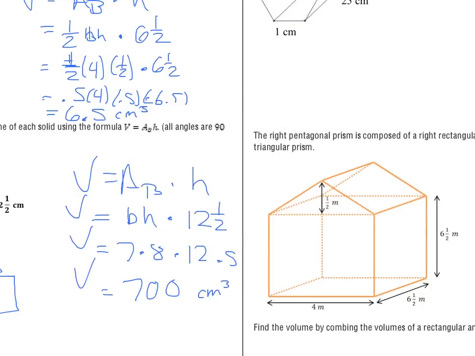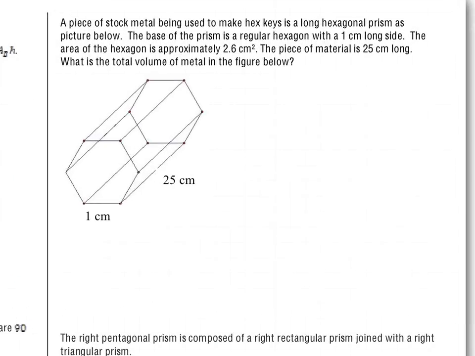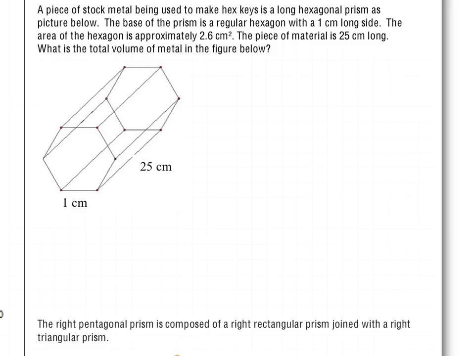Alright, let's look at this one. It tells us that the piece of stock metal being used to make hex keys is a long hexagonal prism. Alright, so we see a long hexagonal prism here below. It tells me that the base of the prism is a regular hexagon with 1 centimeter long side. The area of the hexagon is approximately 2.6 centimeters squared. The piece of material is 25 centimeters long. What is the volume of the figure below?